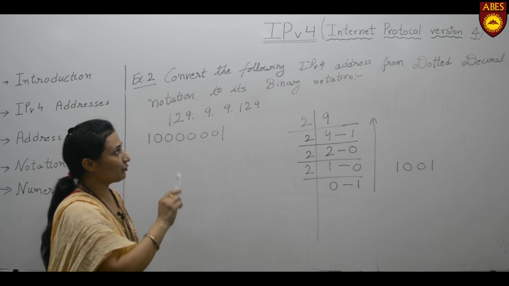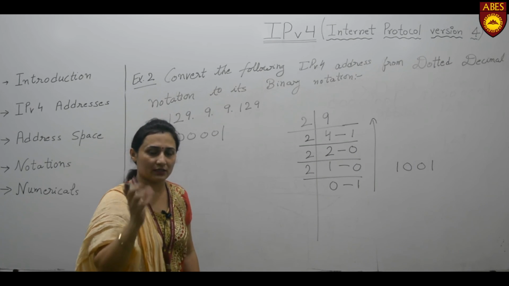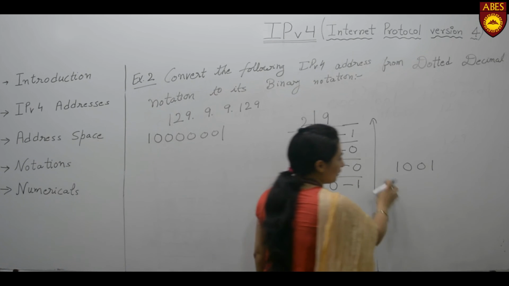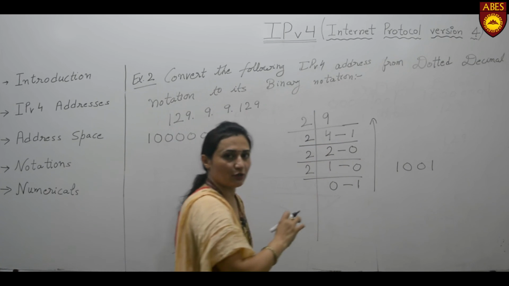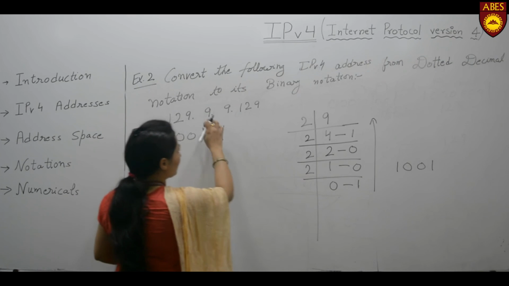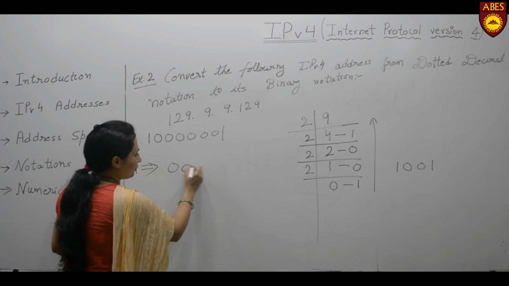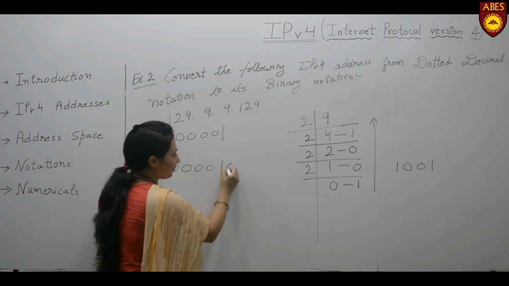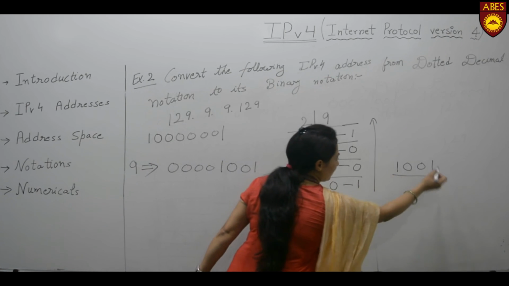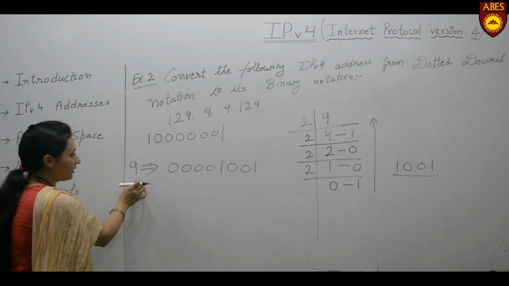But we know that IPv4 addresses have a size of 32 bits and we have divided this into 4 bytes. That means we require 8 bits in a byte and there we are getting only 4 bits. So we have to prefix 4 zeros before this number. Then we will get the equivalent of this 9 as a 1-byte number, with 4 zeros before the digits. Then we will get the binary equivalent of the number 9.